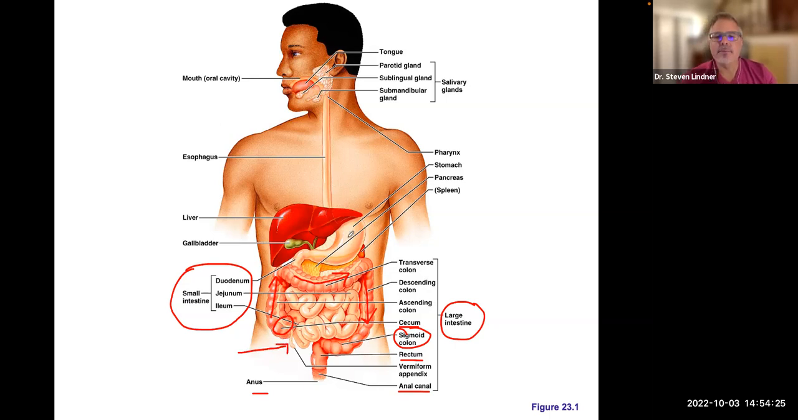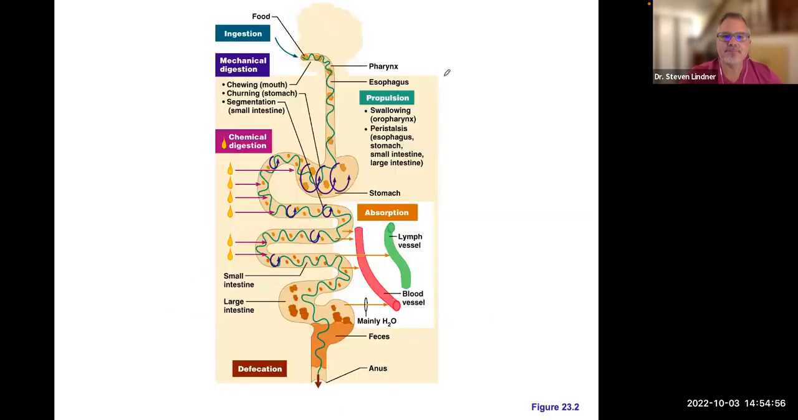We have accessory organs as well. The accessory or secondary organs are going to be the liver, the gallbladder, the pancreas, and these salivary glands. Those are all secondary digestive organs or accessory organs. Okay, so those are the main parts of the GI tract.